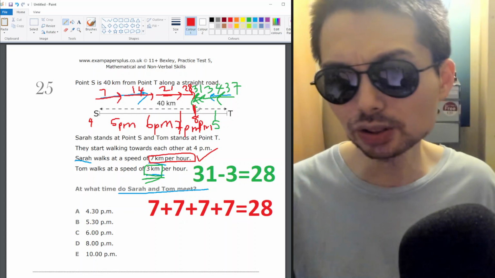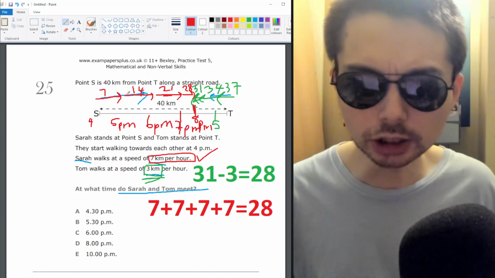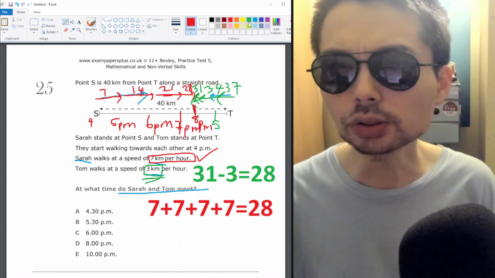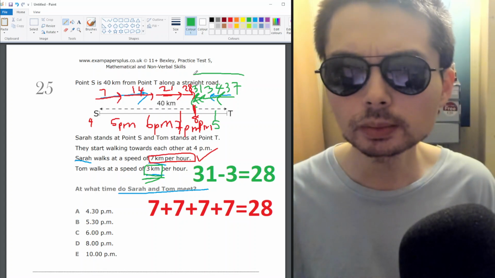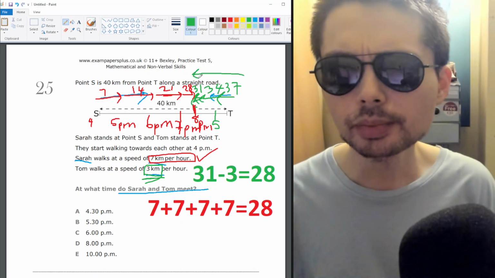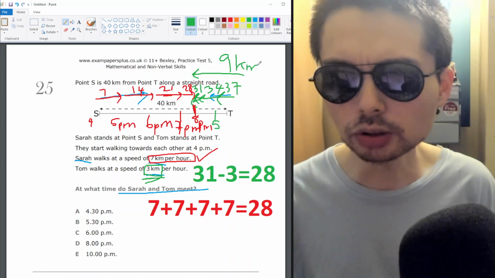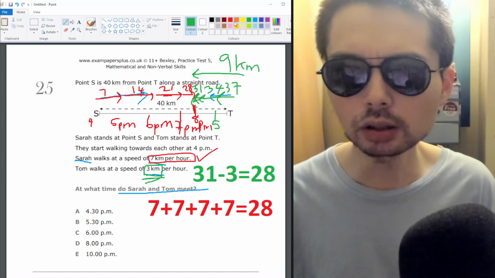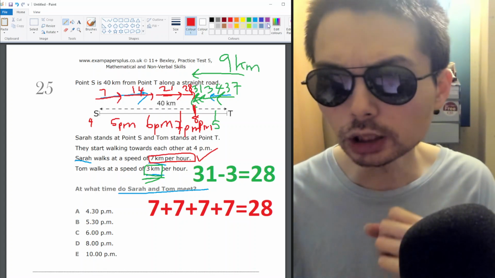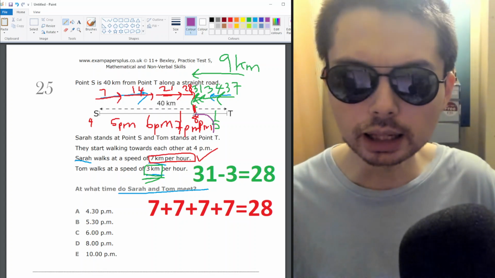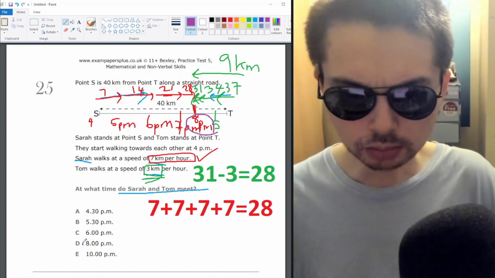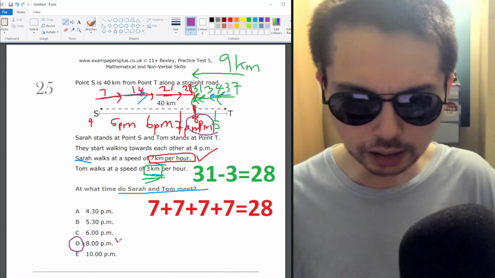You can see Sarah's just done most of the walking anyway. She's walked 28. In total, Tom has walked 9. He's gone back 9 kilometers. Sarah's gone forward 28 kilometers. Overall, that's not the question. It is they meet at 8 p.m. So, nice question, even though I've never seen it before.